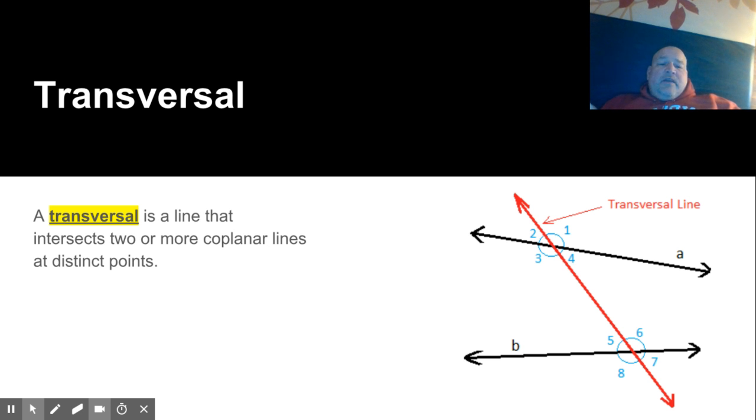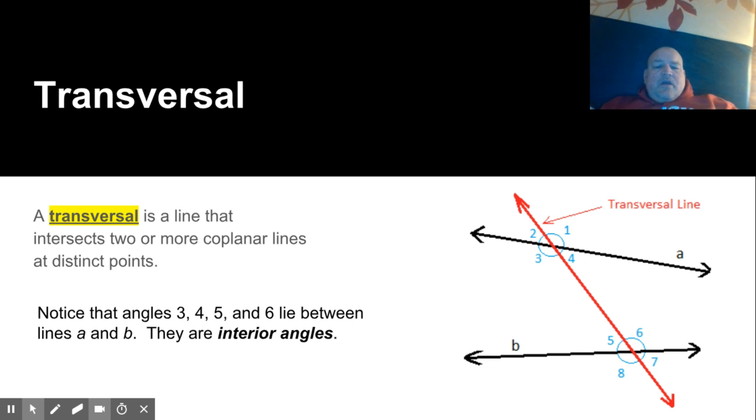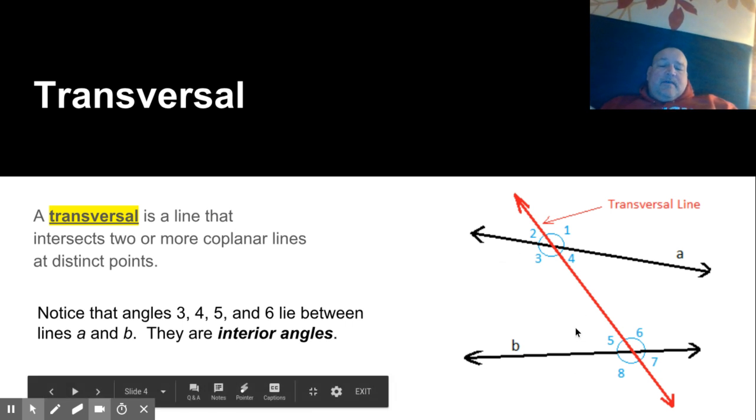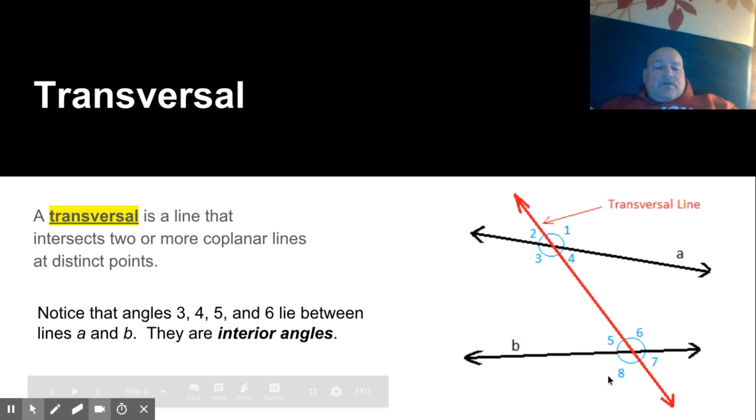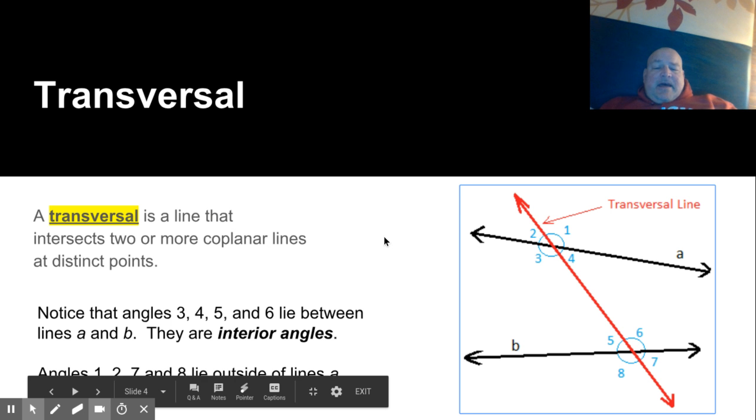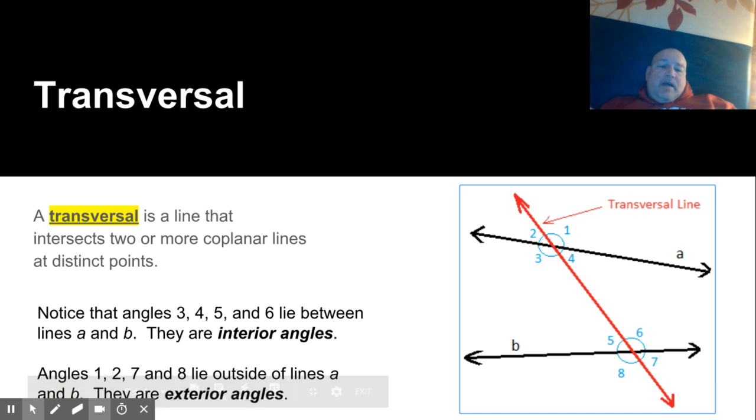And notice that when the transversal intersects the coplanar lines at two distinct points, you have 8 distinct angles that are formed. Our job today is to learn, remember our objective, those pairs of angles formed by a transversal. 3, 4, 5, and 6 are between the two coplanar lines. Therefore, they're interior angles. 1, 2, 7, and 8 are outside the coplanar lines. They are exterior angles.